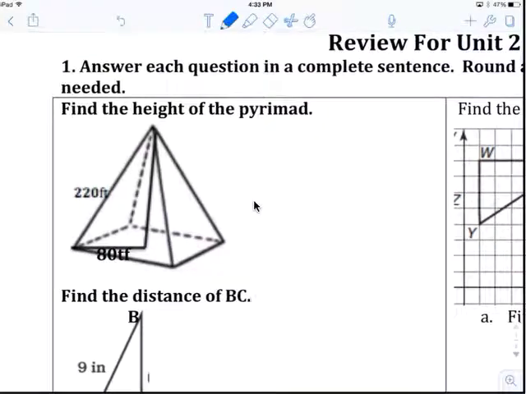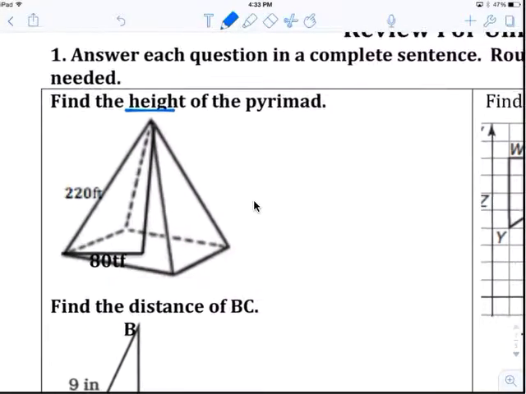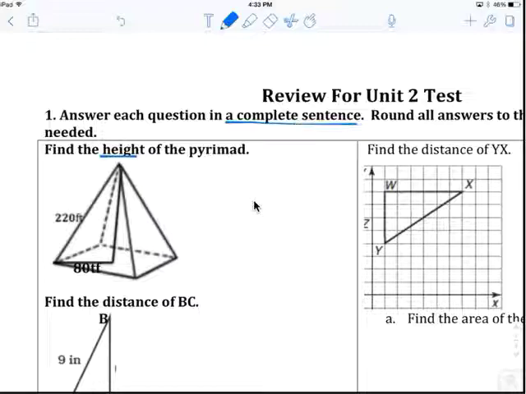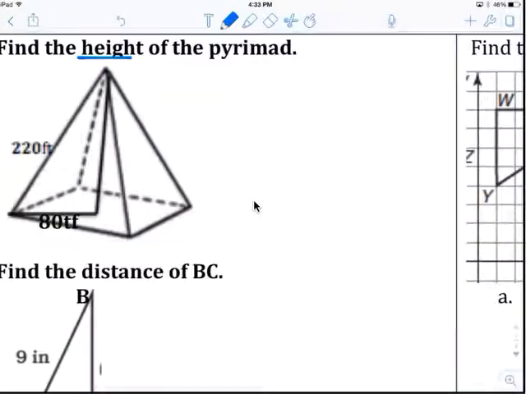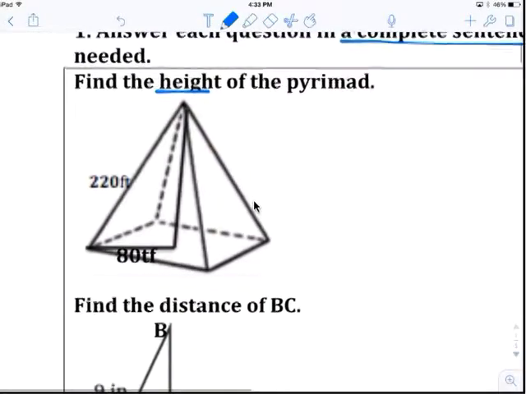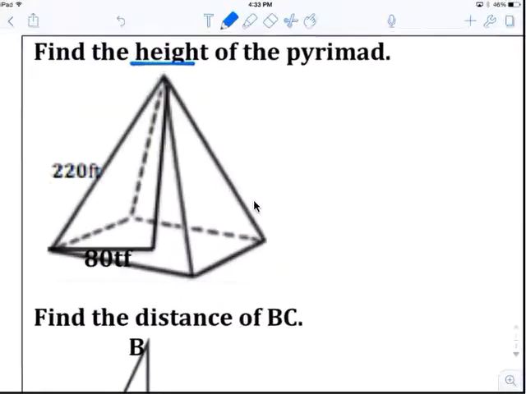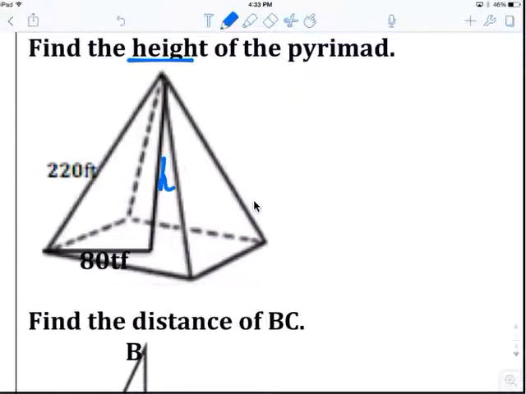Find the height of the pyramid. Answer each question in a complete sentence. Round your answer to the nearest tenth if needed. Okay, so nearest tenth. H is right here. That's the height of the pyramid. From there to the bottom, it's 90 degrees, so you do a squared plus b squared equals c squared.